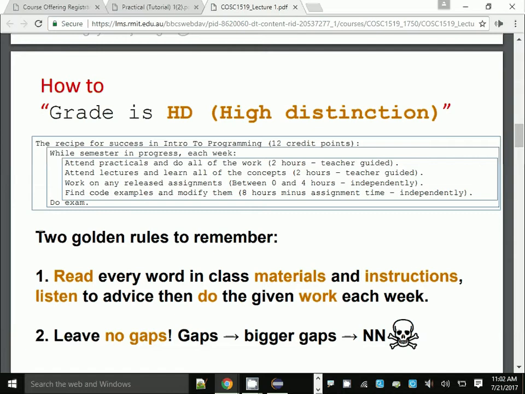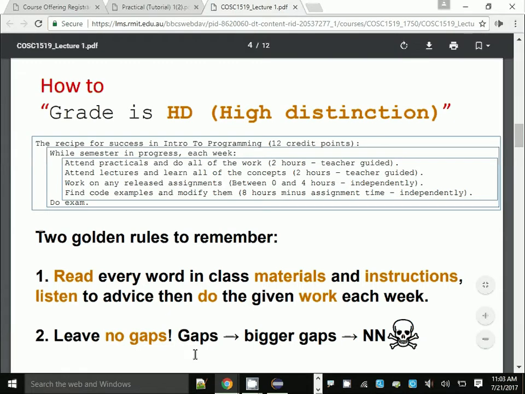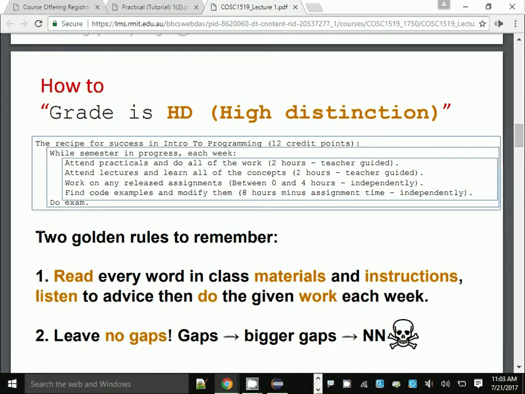I don't think that there's anyone here who can't do programming. Okay, I wouldn't be bothering to talk this much, shout this much, if I thought that there are people who can't be reached. I think that all of you can get a HD, all right, but you can't leave gaps, right? So one, do everything, read everything, don't leave gaps there, and leave no gaps in the work that you do. If you miss this week, do this week's work before you start next week's work.